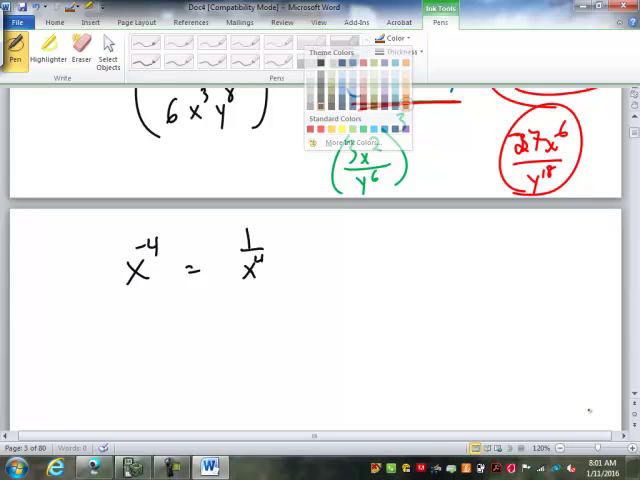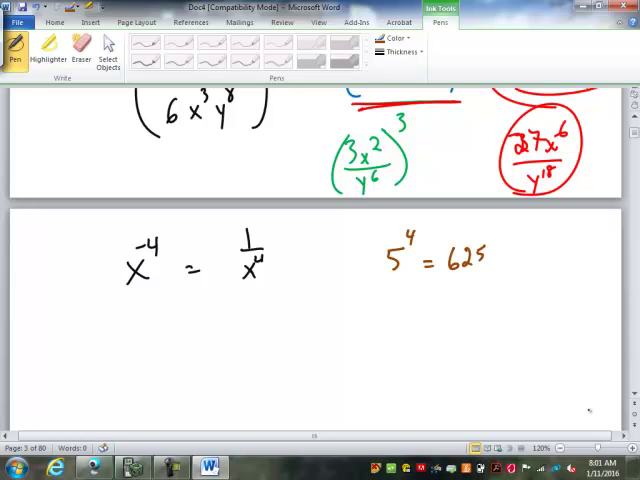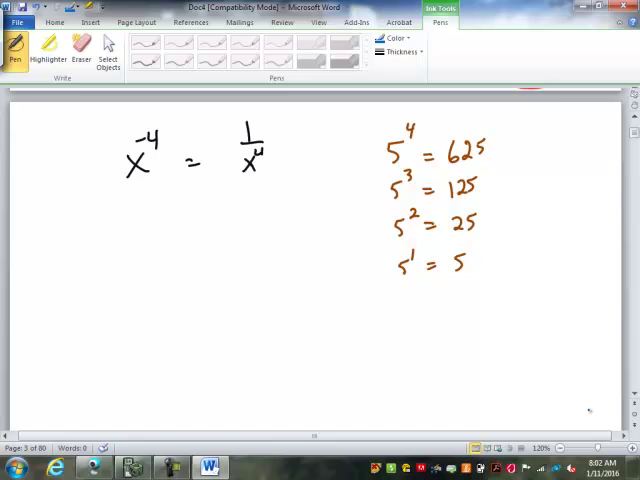Remember, if we look back, if we had 5 to the 4th power, that's 625. 5 to the 3rd power is 125. 5 squared is 25. 5 to the 1st power is 5. We had a pattern developing there. When we had our base of 5 and our exponents, when the power was reduced by 1, the answer was divided by 5, right? So when we go down to 5 to the 0, what does 5 to the 0 have to be? Not 0. If I divide by 5, it's 1. Anything to the power of 0 is 1.